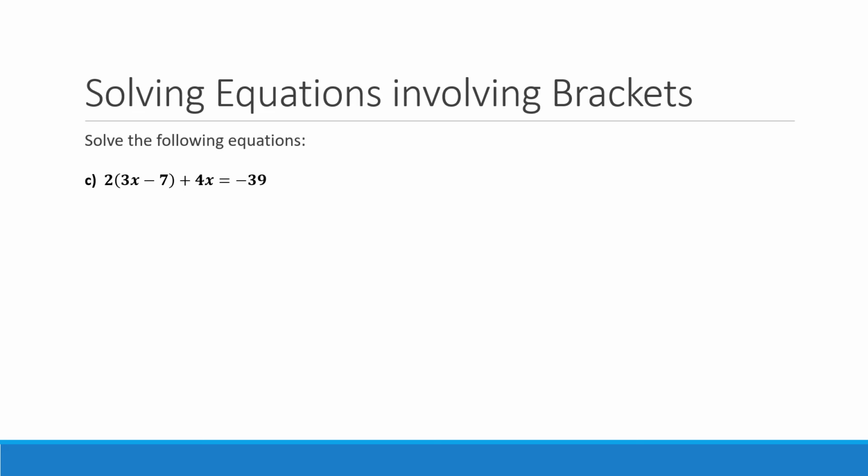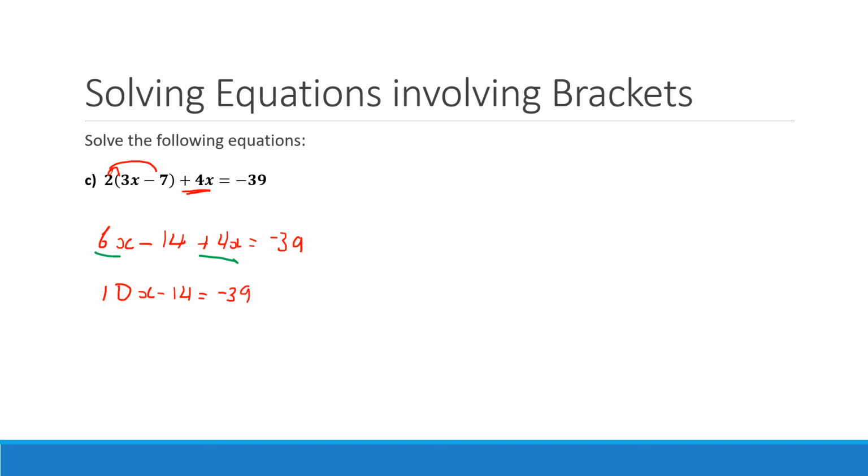Okay, so our last example looks a lot like the ones we've been working on previously. We've now just got an extra term in here, so all we'll have to do is make sure we collect our like terms. Once again, our first step will be to expand our brackets. 2 times 3x gives us 6x. 2 times negative 7 gives us negative 14. Plus 4x equals negative 39. Now we've got some like terms here. So plus 4x and positive 6x is 10x, minus 14 equals negative 39.